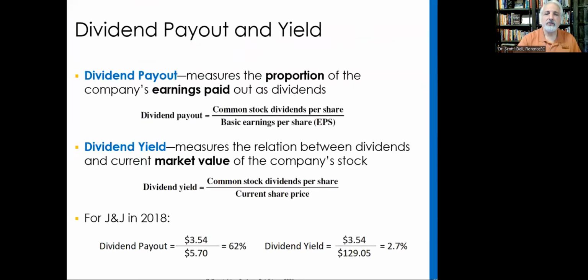So let's take a look at dividend payout and some ratios that go with that. So our payout ratio, we have common stock dividends per share. So maybe we send out $20 in share dividend, and we had $100 in earnings per share. So we paid out 20% of our earnings as dividends.